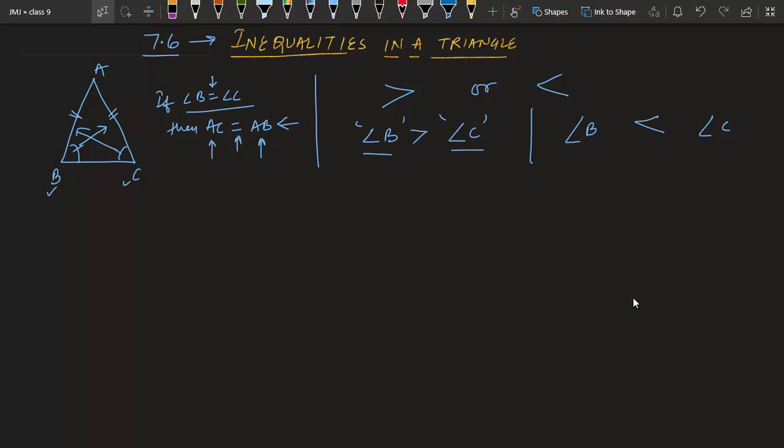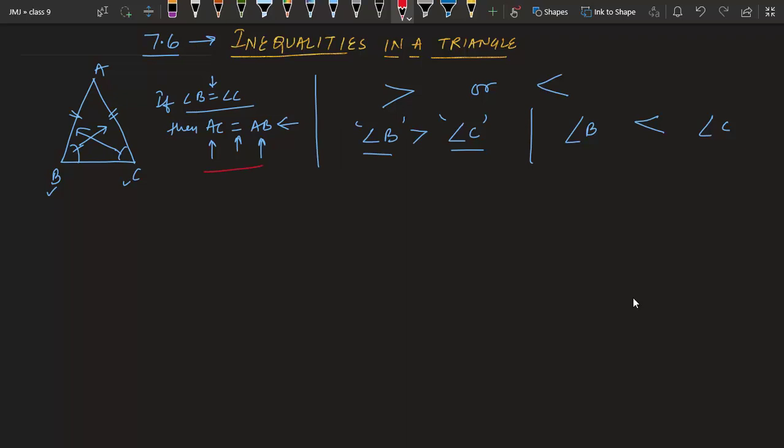Hello everyone. In chapter number 7, triangles, we have learned till now about all the criteria like SAS, ASA, AAS, triple S and RHS, which helped us to prove triangles congruent. After that, we did the properties of isosceles triangle. Like this, you can see triangle ABC in which angle B is equal to angle C, and we all know if two angles are equal in a triangle, then the sides opposite to these angles are equal.